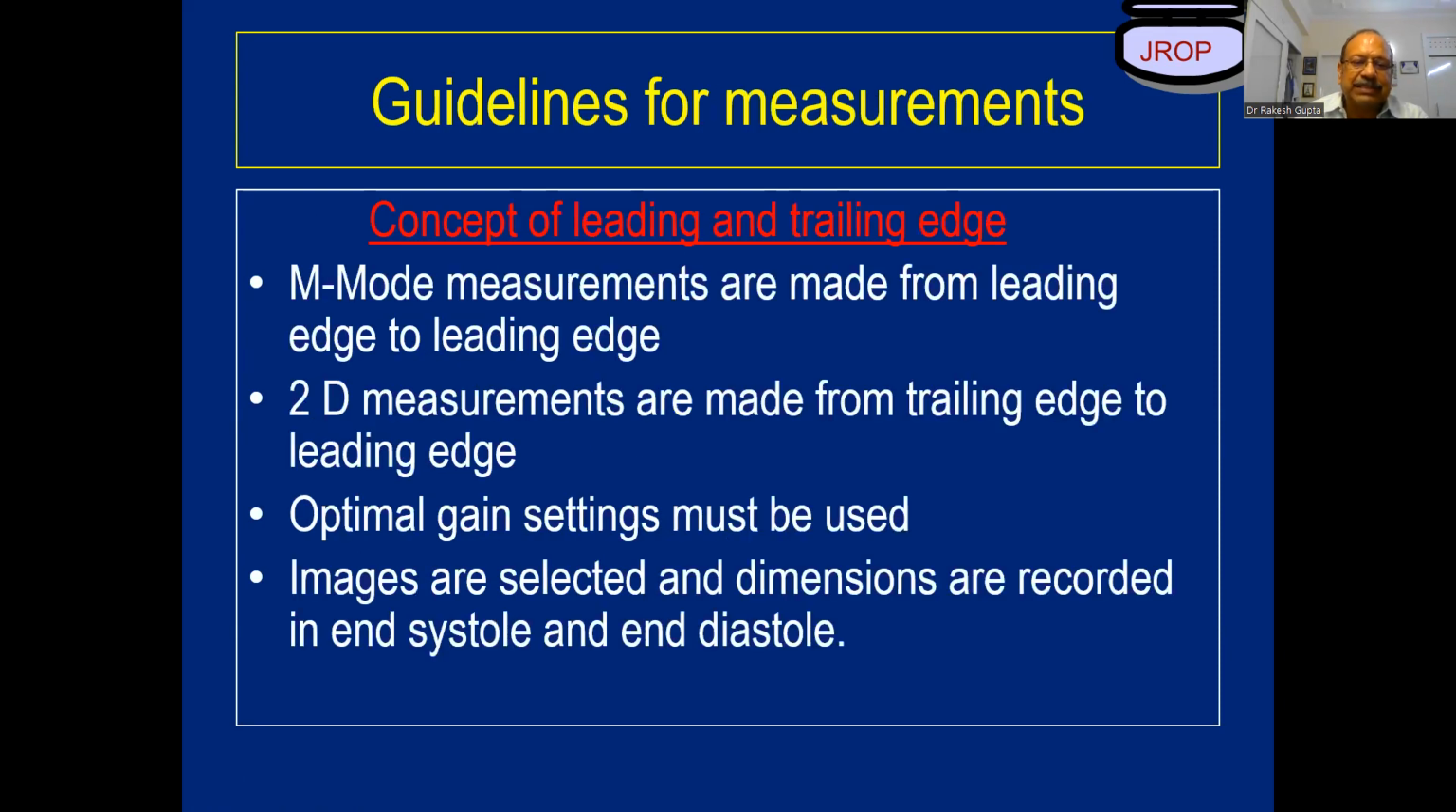Now come the leading edge and the trailing edge. What do you mean by a leading edge? What do you mean by a trailing edge? If you do M mode measurements, we measure from leading edge to leading edge. If you do a two-dimensional measurement, we are talking of trailing edge to leading edge, and that's based on optimal gain settings whenever we use these in clinical practice.